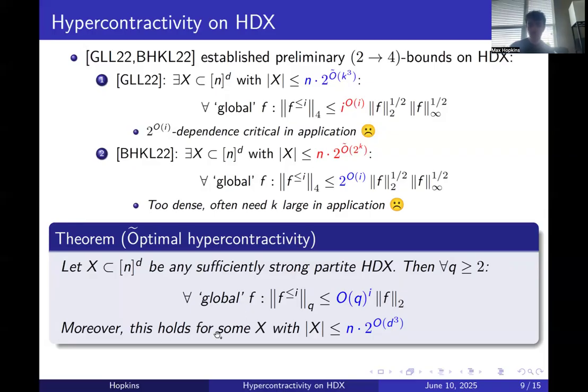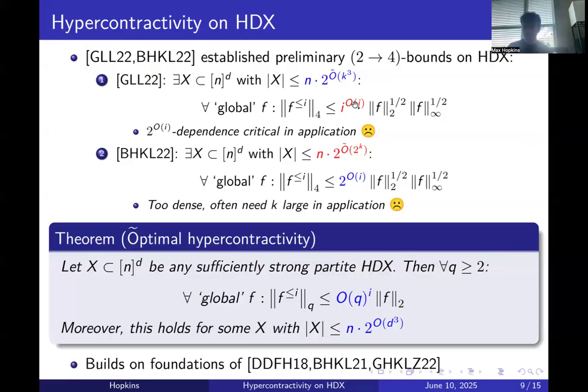And moreover, it holds for similar size subsets to Gur, Lifshitz, and Liu. In fact, slightly better, it holds for things of size n times 2 to the O of d cubed. This should have been d cubed, not k cubed. Sorry. And I'll just say that this work didn't come out of nowhere. This was all built on the foundations of an initial basic theory of Fourier analysis, understanding Efron-Stein components and similar bases of Dikstein, Filmus, and Harsha, and also in joint works with Bafna, Kaufman, and Lovett, and Gaitonde, Kaufman, Lovett, and Sheng.